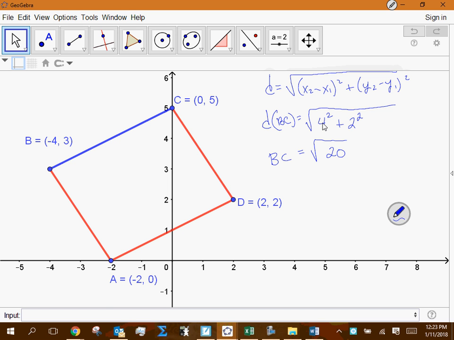Does 20 divide by either of those? 20 divides by 4, right? Okay, so I know 20 has a perfect square of 4 residing inside of it, and we need to get rid of that. Okay? So what we can do, if I divide 20 by 4, what are you left with? 5. So root 20 is actually the same thing as the root of 4 times 5, right?